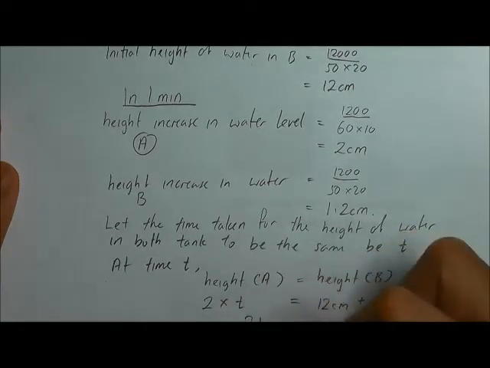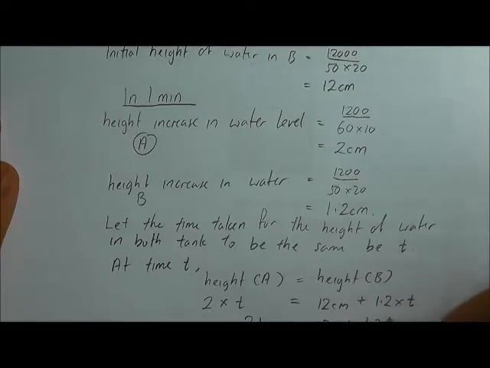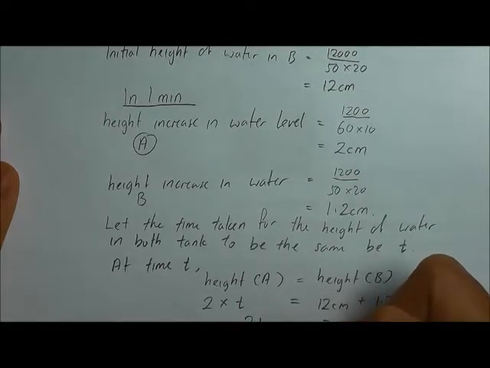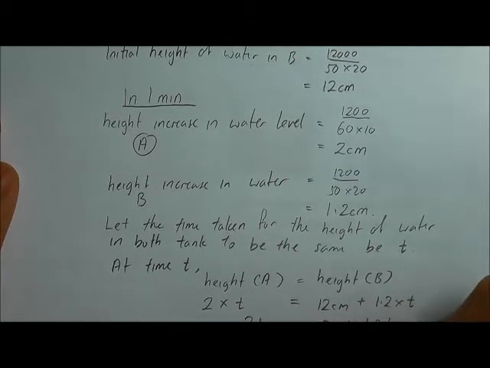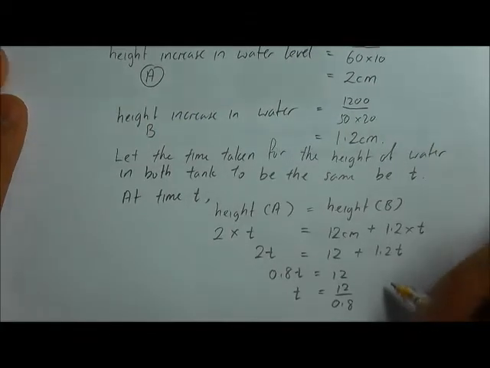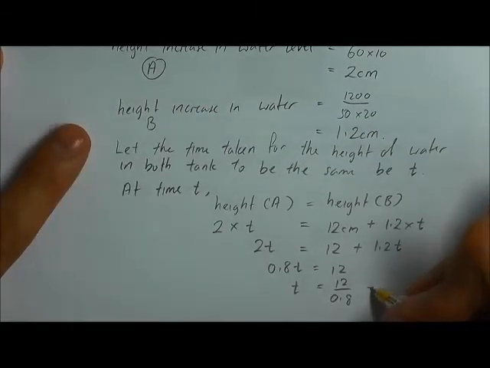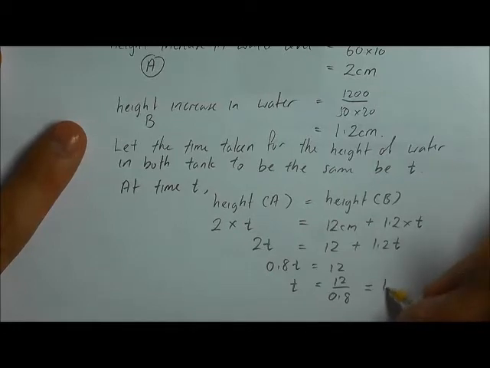So we have 2t is equal to 12 plus 1.2t. So 0.8t is equal to 12. t is equal to 12 divided by 0.8. Okay, that will give us 15 minutes.